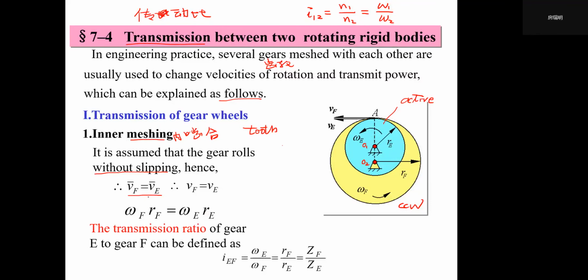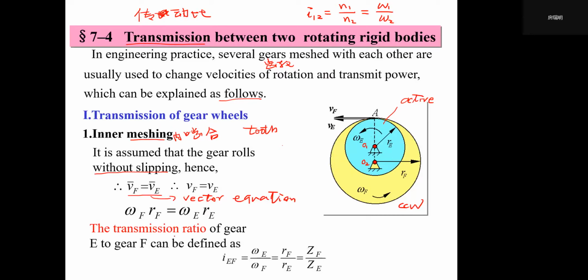So this also is a vector equation. It means at the meshing point, at this point A, gear E and gear F will have the same linear velocity with the same direction and the same magnitude. No? So from this, we will give the concept of the transmission ratio.